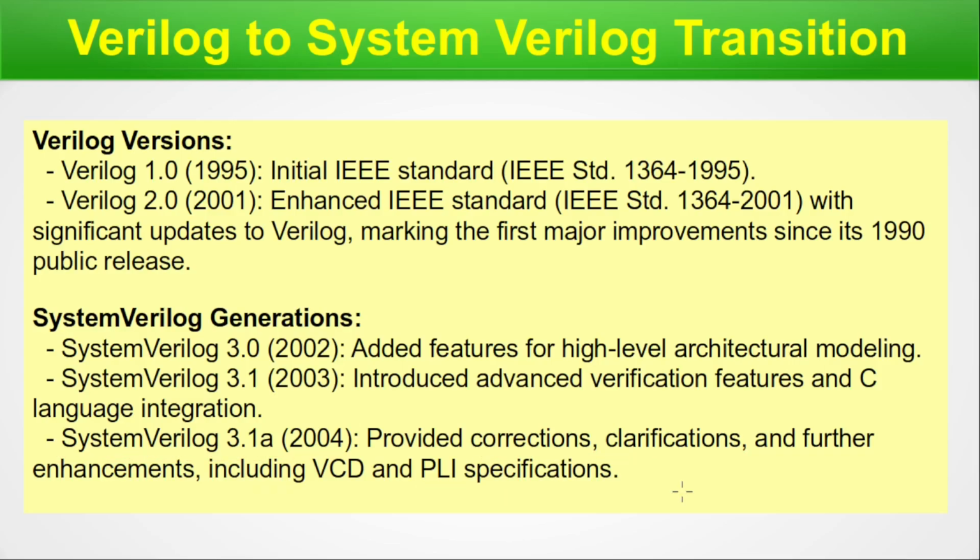So here we are done with the timeline and generation of Verilog and SystemVerilog and what happened in one generation to another. Now the SystemVerilog is a superset of the Verilog. That means SystemVerilog has all the features of Verilog plus some additional features. So after 3.1, there are multiple IEEE versions, and they are available through the IEEE website.